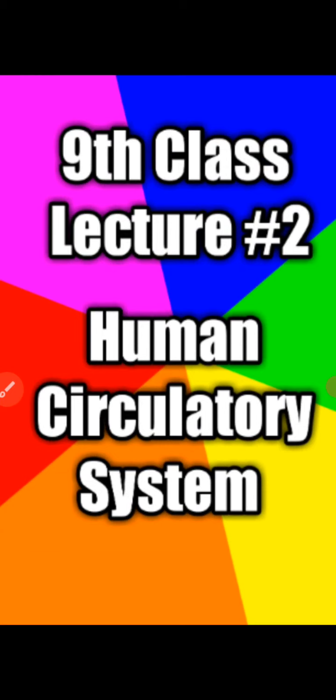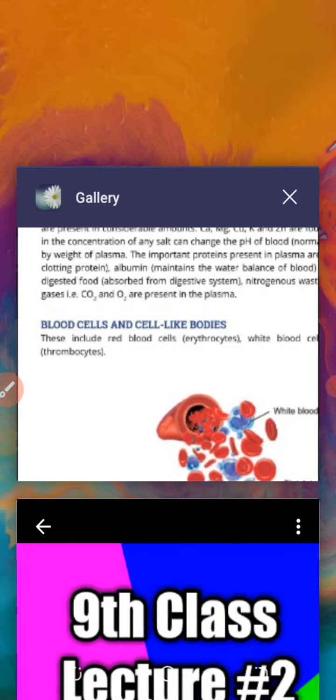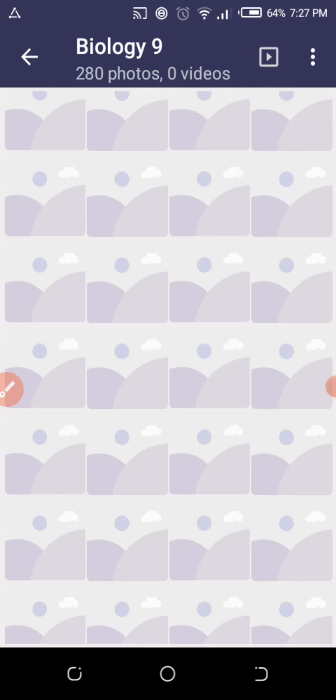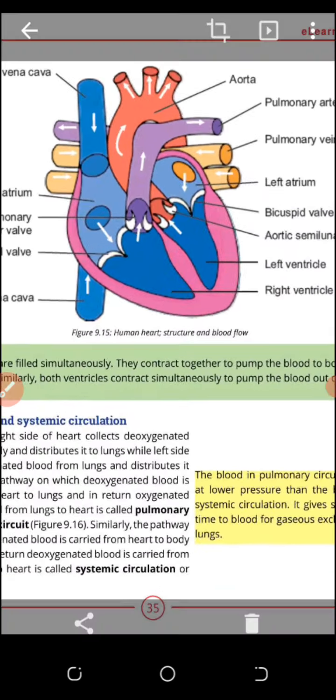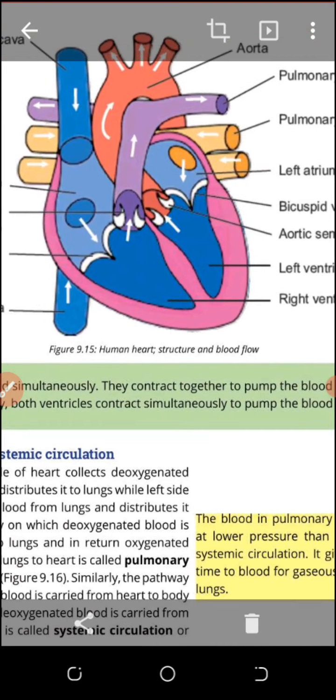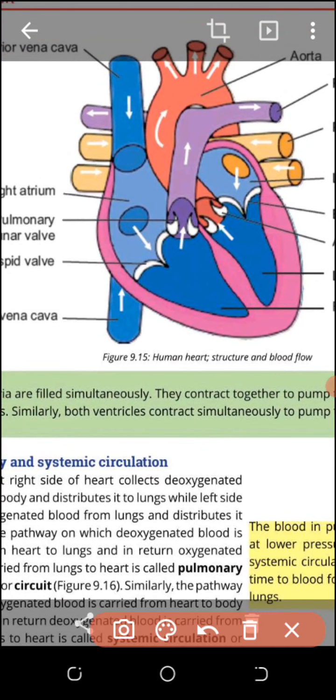Lecture number 2 for 9th class, circulatory system, human circulatory system, and we will discuss structure of heart, blood vessels, arteries, veins, capillaries, and how they transmit the blood and blood cells. We will also discuss. First of all, I start from the structure of the heart. There are 4 chambers in the heart. Look here, I will label so that you are able to understand.